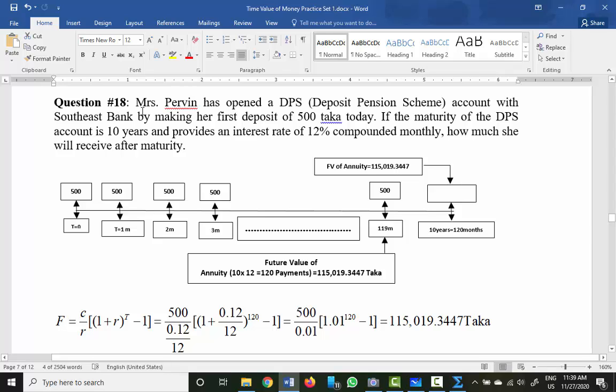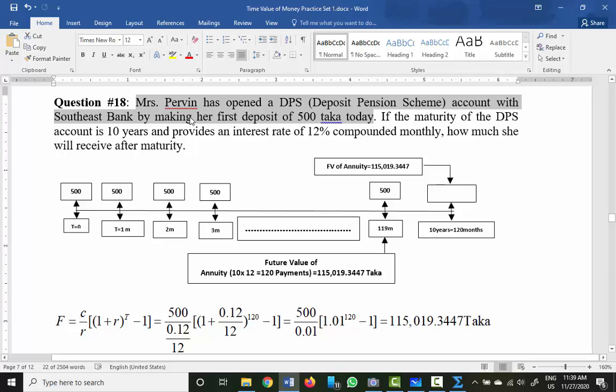So let's solve question number 18 from the practice set 1. So what we have in this question: Mrs. Parveen has opened a DPS account with Southeast Bank by making her first deposit of 500 taka today. So pay attention.